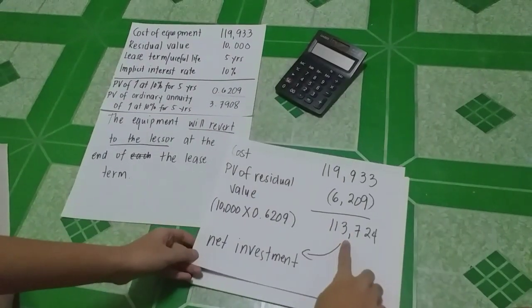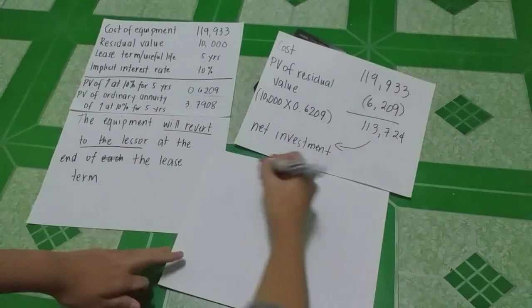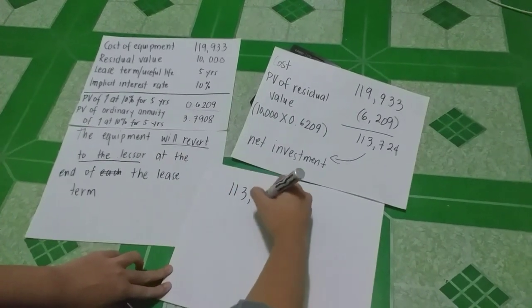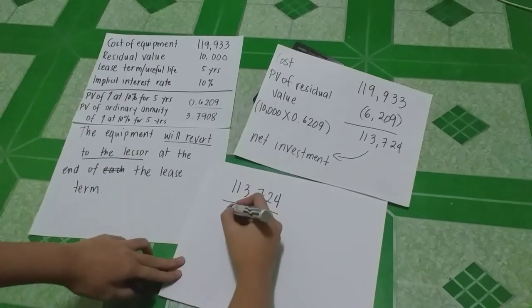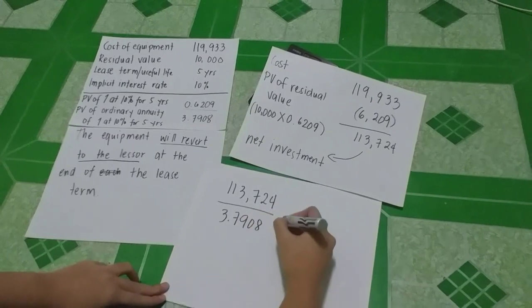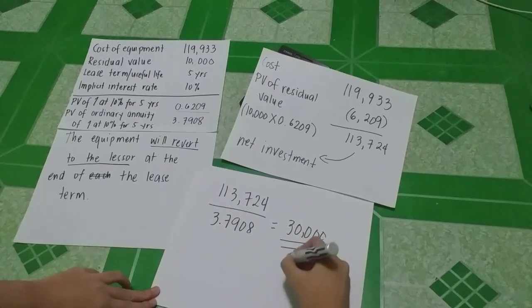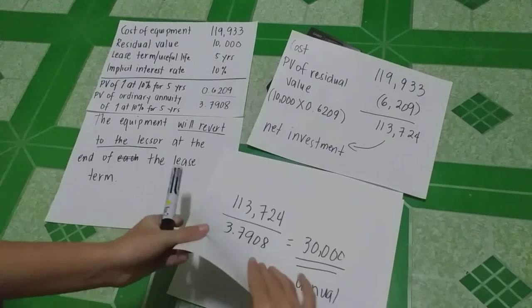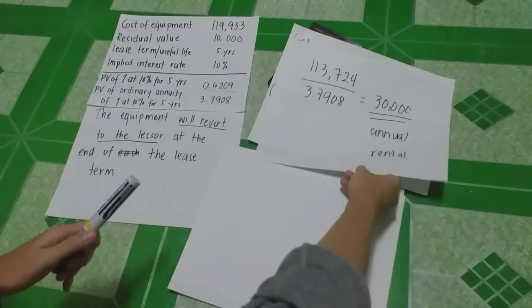This amount from the net investment will be divided by 3.7908. 113,724 divided by the present value of ordinary annuity, we will now have 30,000, which is the annual rental. Then, we will now find the unearned interest income.